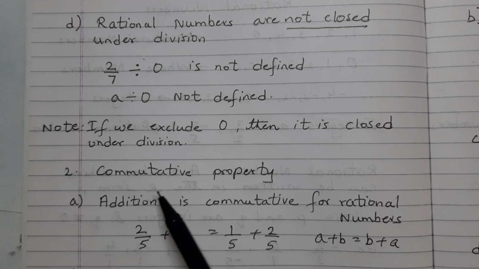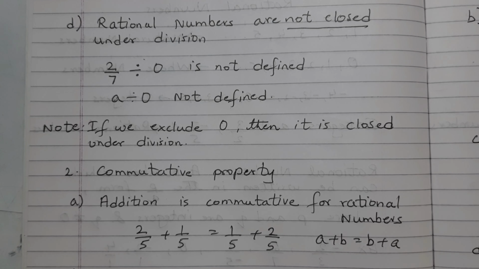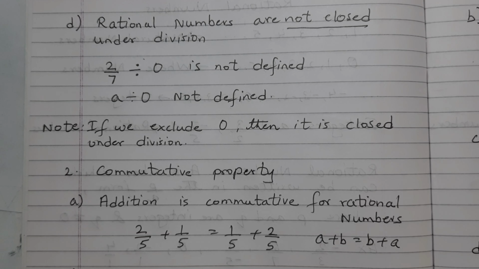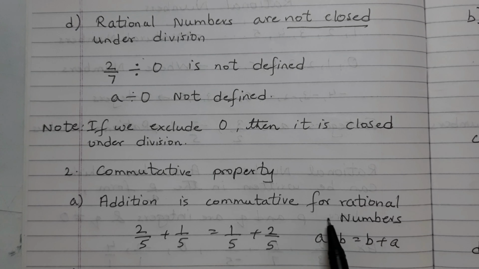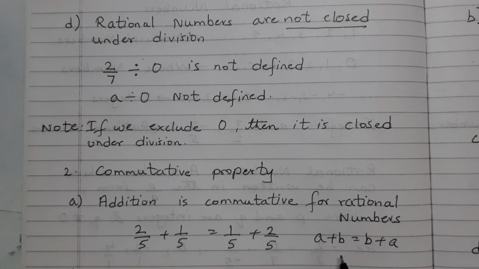The next property is commutative property. Here we will check that if we take any two rational numbers and we perform any of the four operations, will the answer change if we change the order of the numbers? First one, addition is commutative for rational numbers. That means if a and b are two rational numbers, a plus b is equal to b plus a. Changing the order will not change the sum.